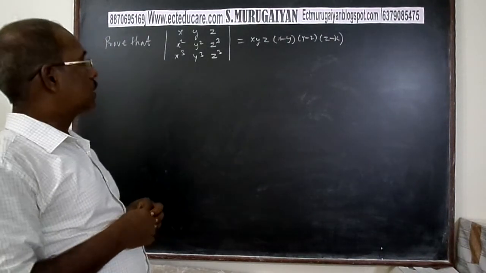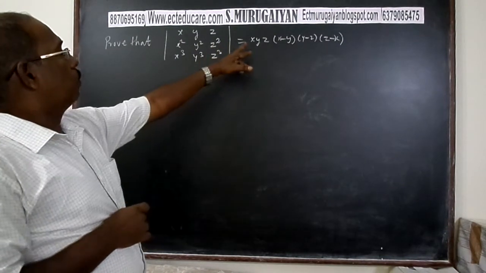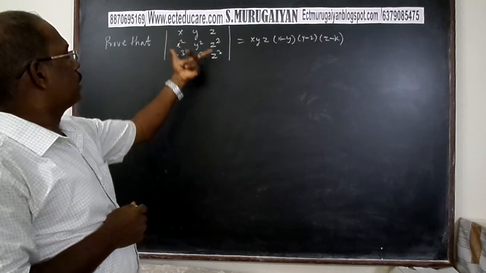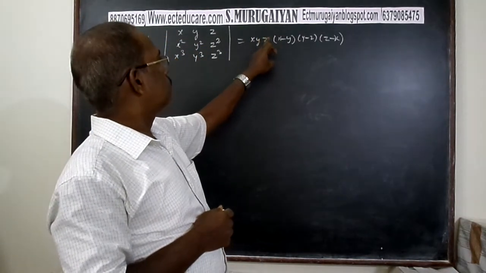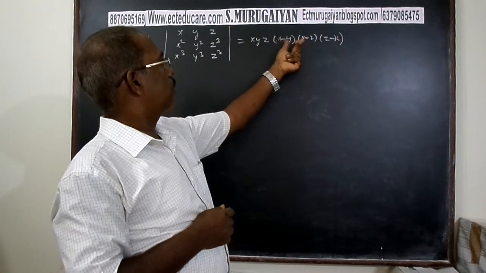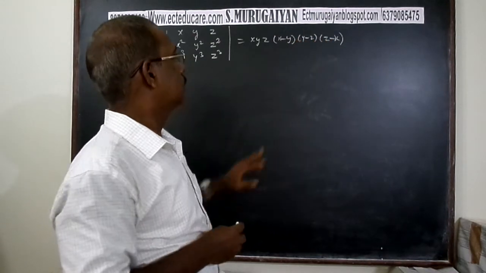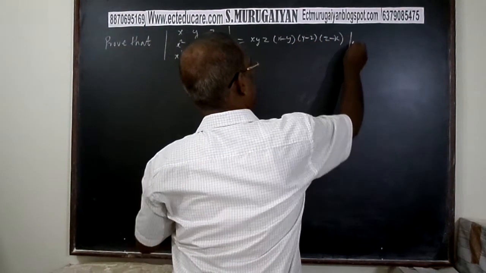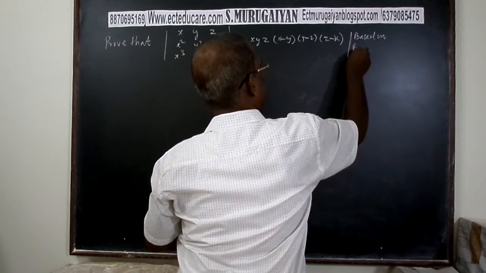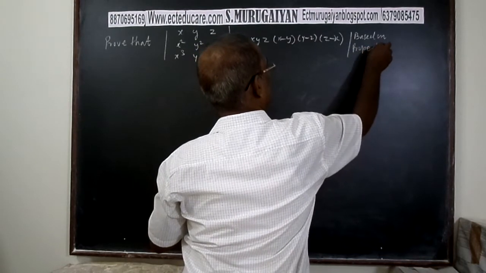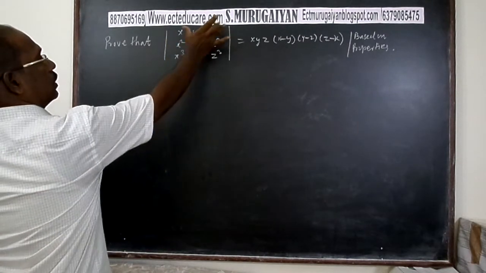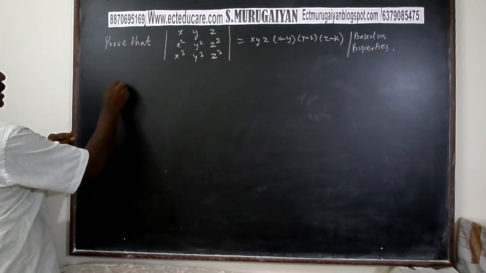Hello student, in this class we are going to discuss proving the given result using properties of determinant. On the expansion of the determinant there are 6 factors: x, y, z into x minus y, y minus z, into z minus x. So we have to use the properties of determinants. Let us start with the introduction of the determinant as delta.